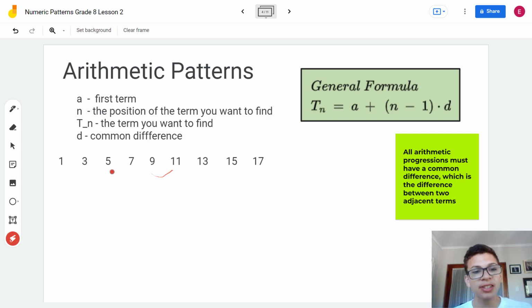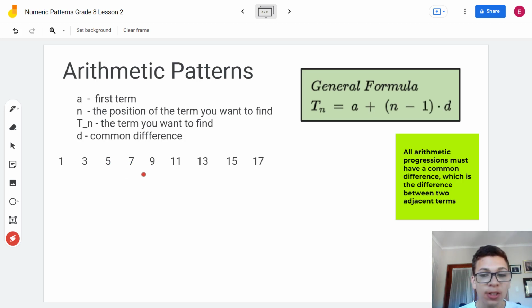And so, as you can see, arithmetic patterns will always have a common difference. And what is a common difference? A common difference is D, and that is the difference between 2 adjacent terms, or 2 terms that are next to each other. For example, 3 minus 1, 5 minus 3, 7 minus 5, 9 minus 7. They all have a common difference of 2.